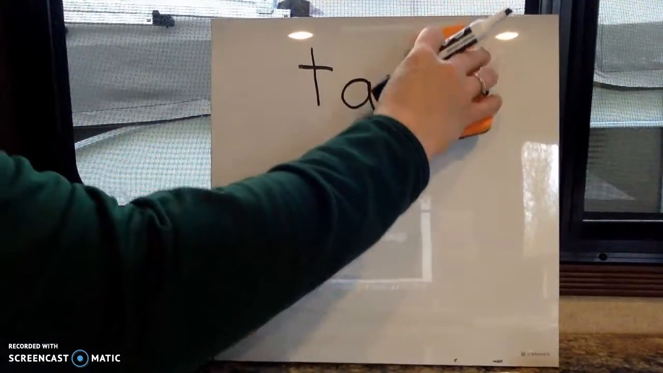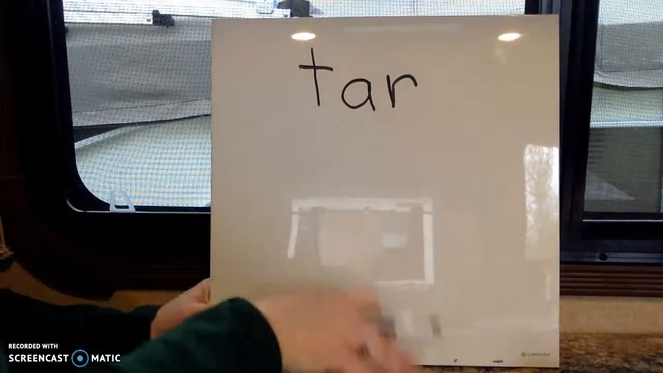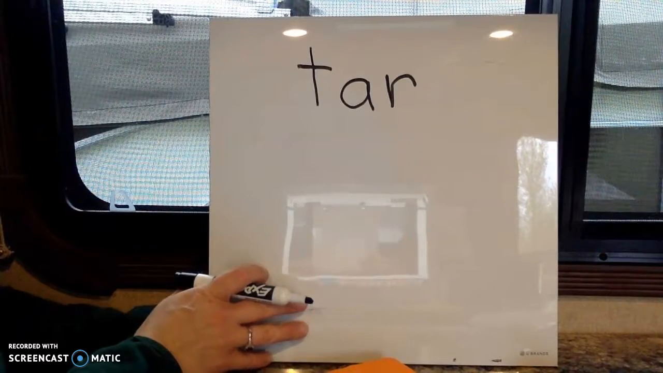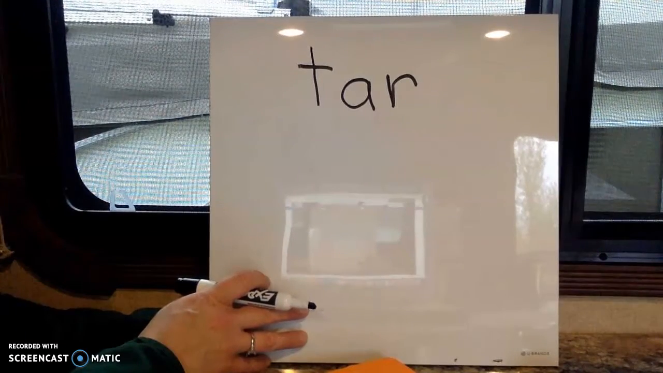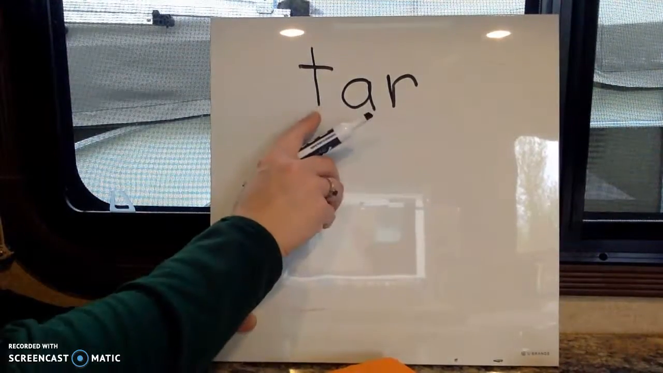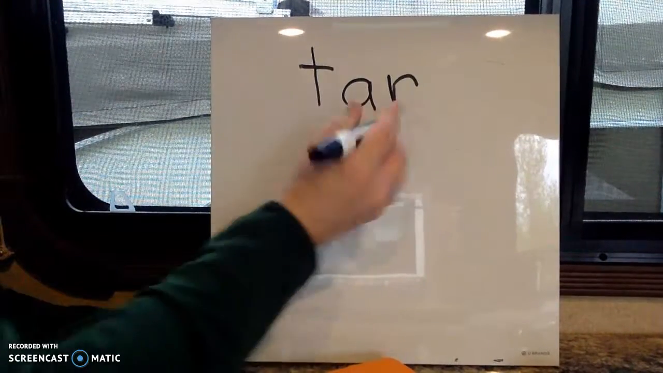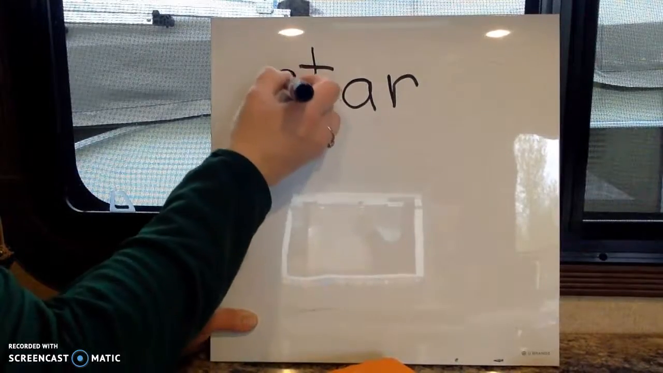I'm going to go back to tar for a minute, and I want to see if you can make the word with a blend at the beginning. Star. So instead of being t, it's going to be star. Star. Yep. ST blend.